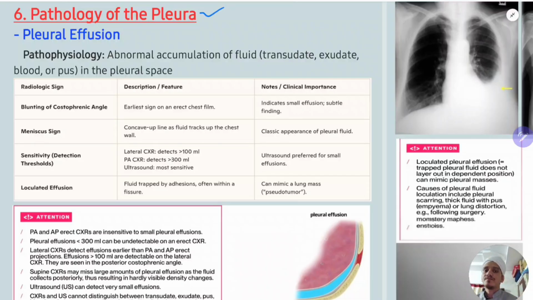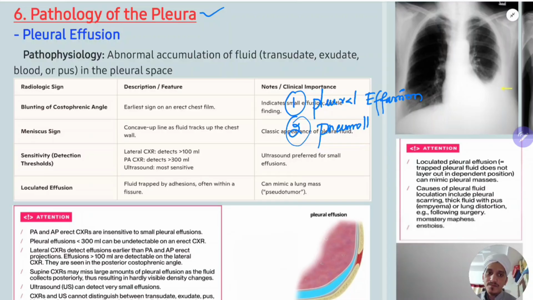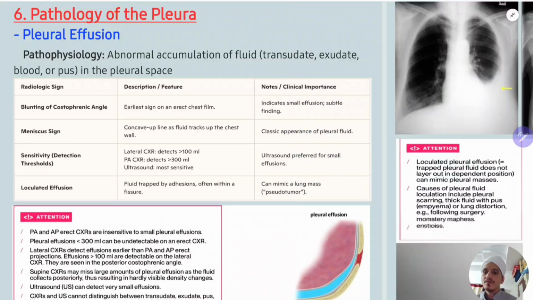So, pathology of pleura. Remember, the pathology of pleura can be discussed under further subheadings. Number 1 is pleural effusion. Number 2 is pneumothorax. Number 3 is pleural plaques. So these 3 things we will discuss in the pathology of pleura. Okay, coming to the first one, pleural effusion.